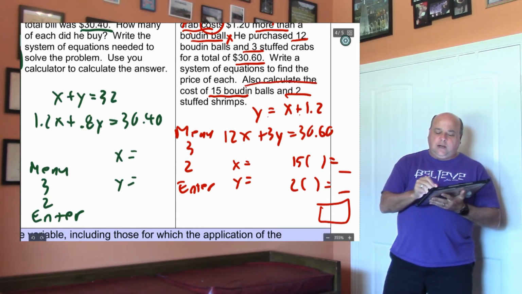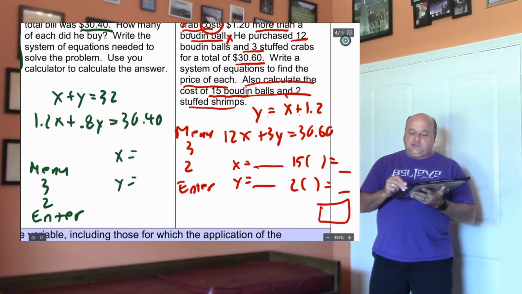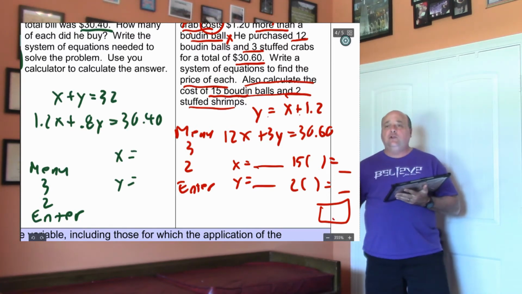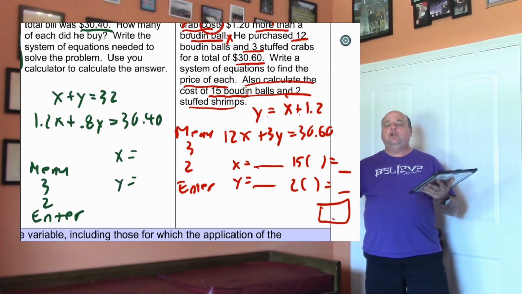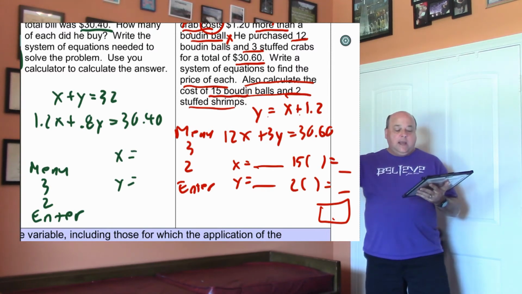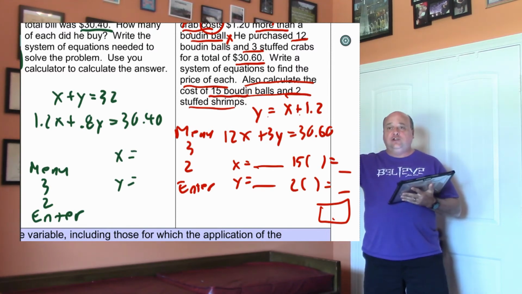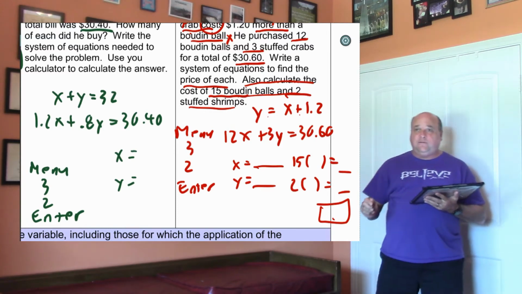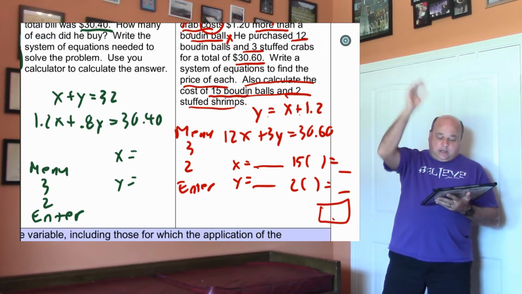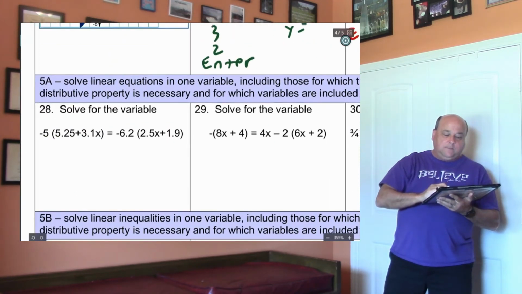So on this problem right here, we want to find this amount and also write the price of each. So I want these two numbers and I want that total amount of the new order, right? So make sure you answer what they're asking for. And make sure you know how to do the menu 3, 2, enter. Look at yesterday's video to figure out how to do that. Continuing on, let's keep going.